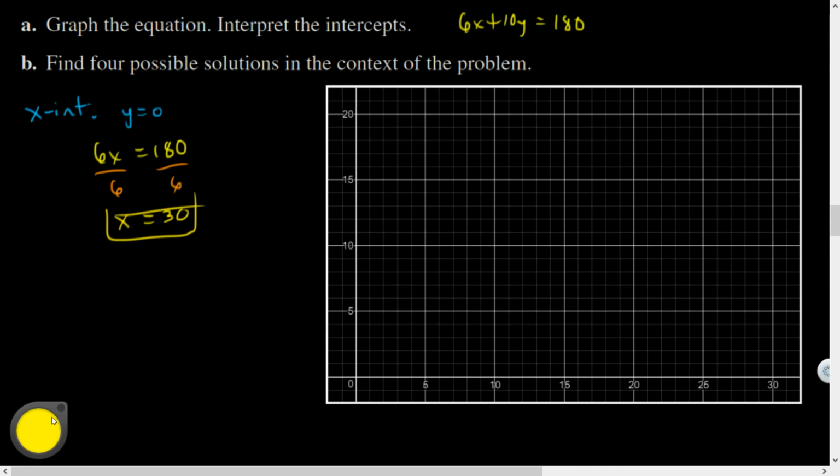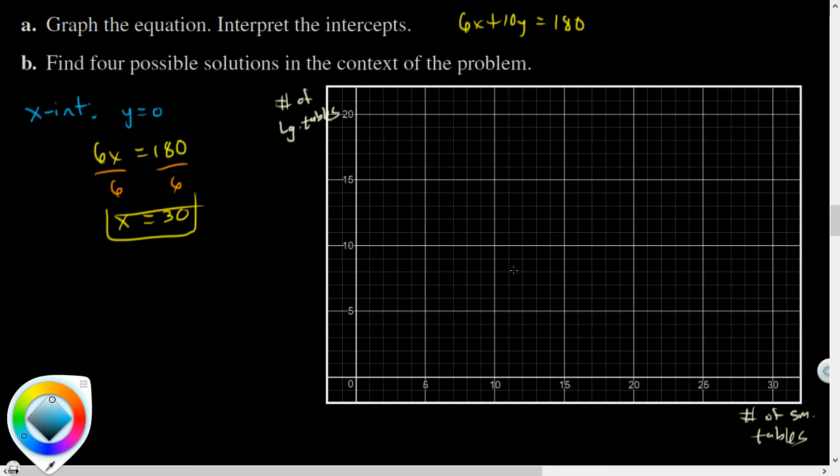And my x-axis represents the number of small tables, right? And my y-axis represents the number of large tables. And our x-intercept occurred at 30. Oh, I was going to do blue for that. There we go, a very nice blue.